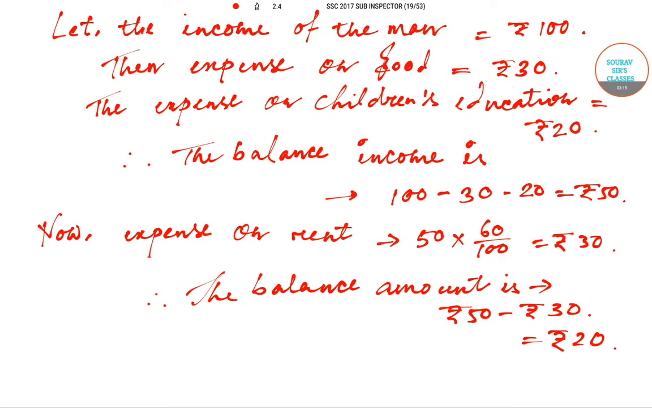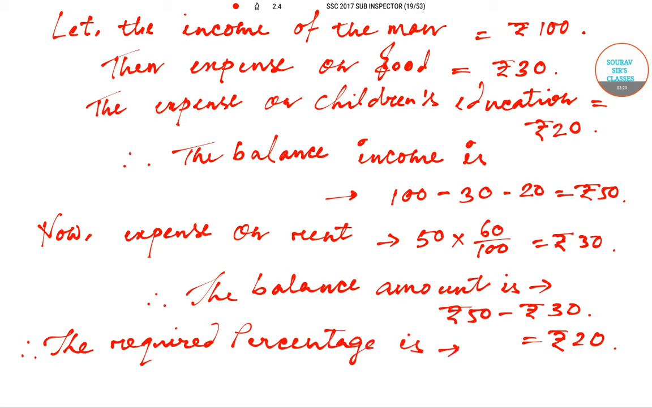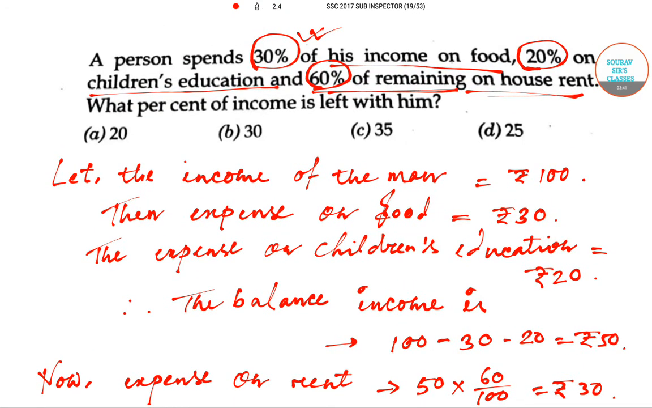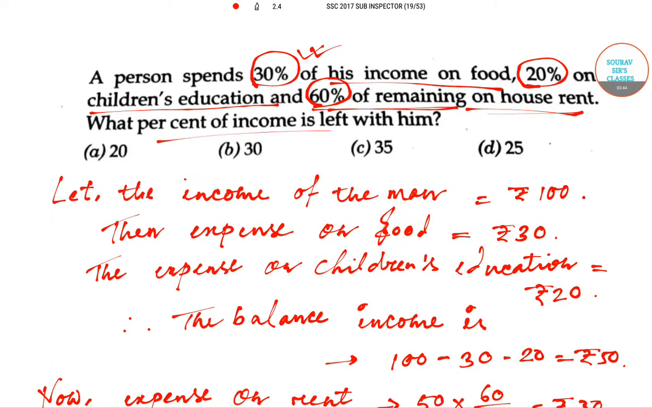So the required percentage is 20 by 100 into 100, that is equal to 20%. So here 20% of the income is left with him. So here option A is the correct answer, that is 20.